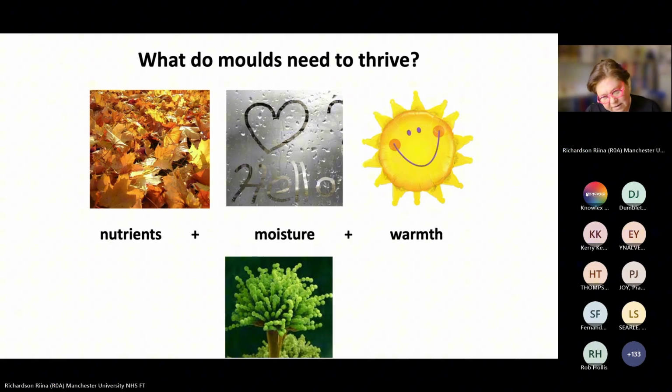The flip side of this is that if you remove any of these three, they will not thrive. And because we don't like to live in cold houses, or sometimes it's very difficult to get rid of organic materials in buildings, you do have to have wooden floors or structures, then the key factor we can most easily modify is moisture.